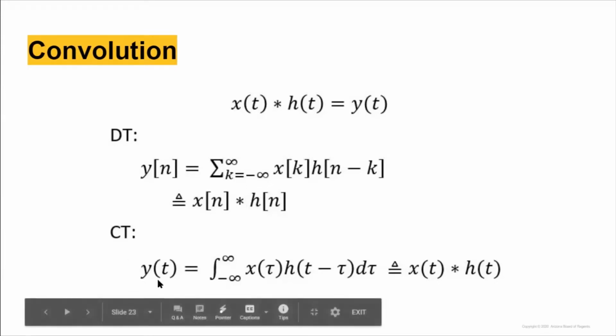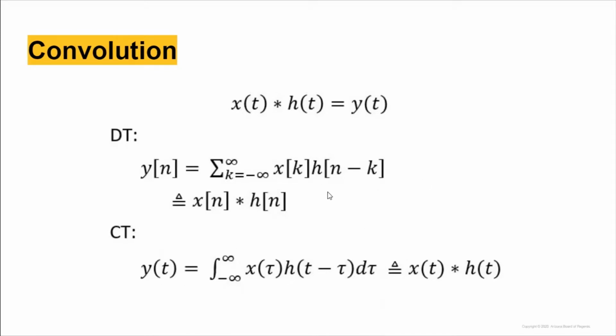And interestingly enough, continuous time is basically the same. The only major difference is that it's now an integral from negative infinity to infinity, and we're changing the k's to tau's, and we have a d tau at the end. So this equation is basically how you can determine the convolution of a signal.